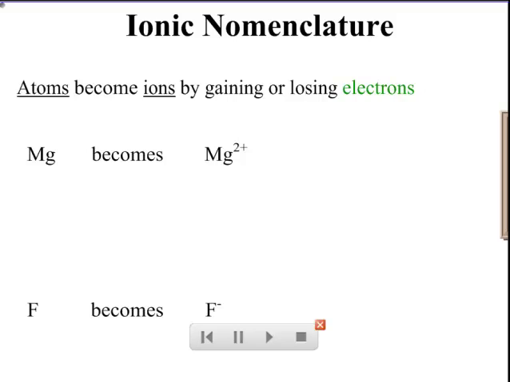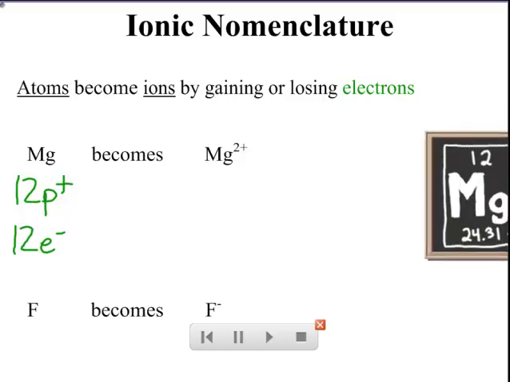How many protons does an atom of Mg have? When you look it up on the periodic table, it's 12 protons. How many electrons does an Mg atom have? That must also be 12 for it to be a neutral atom. So what happens to make an atom of Mg become an Mg ion?